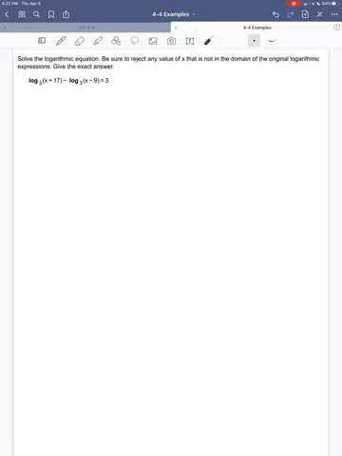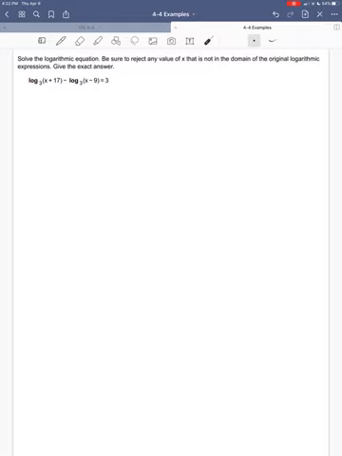In this example, I'm going to solve this logarithmic equation. The reason it's a logarithmic equation is because my x is part of some logarithmic functions. When I'm solving a logarithmic equation, the first thing I have to think about is, do I have the log on only one side of the equation or on both sides? And here it's only on one side of the equation.